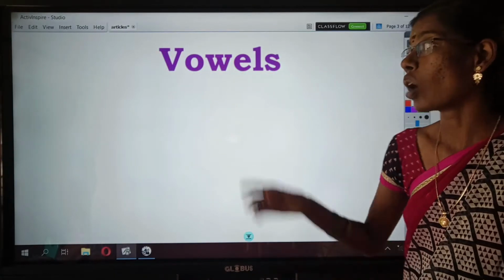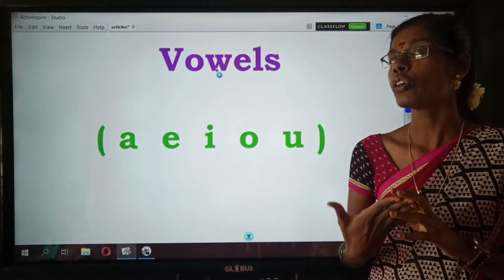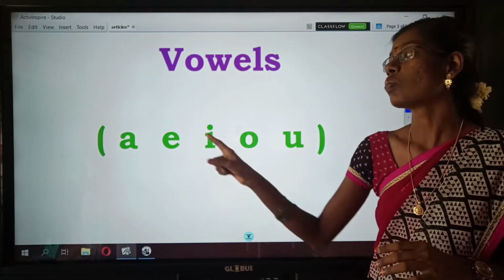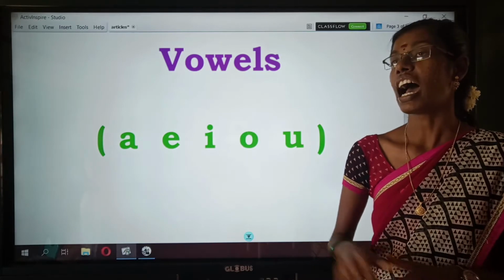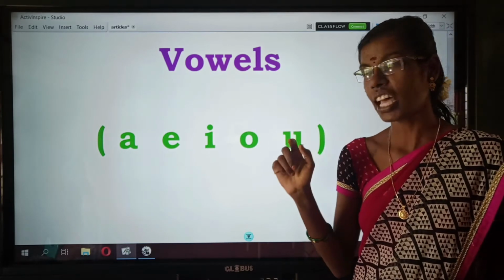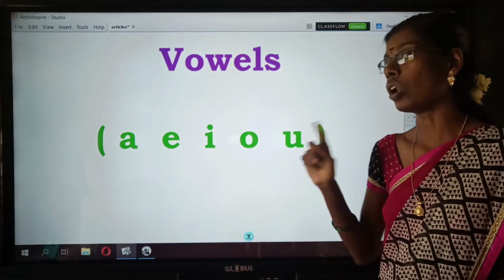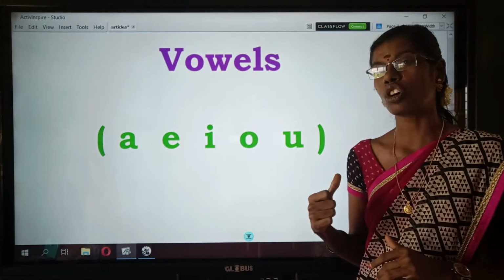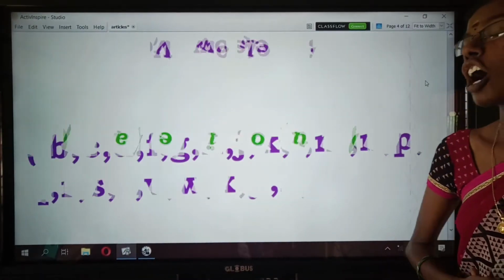My dear children, what are called vowels? A, E, I, O, U. These are called vowels. One important thing: these vowels will always sound like the Tamil உயிரெழுத்துக்கள். Apple, for example, starts with A; egg, E; ice cream, I; owl, O; umbrella, U. These vowels always have the sound of உயிரெழுத்துக்கள். Next we are going to see about consonants.